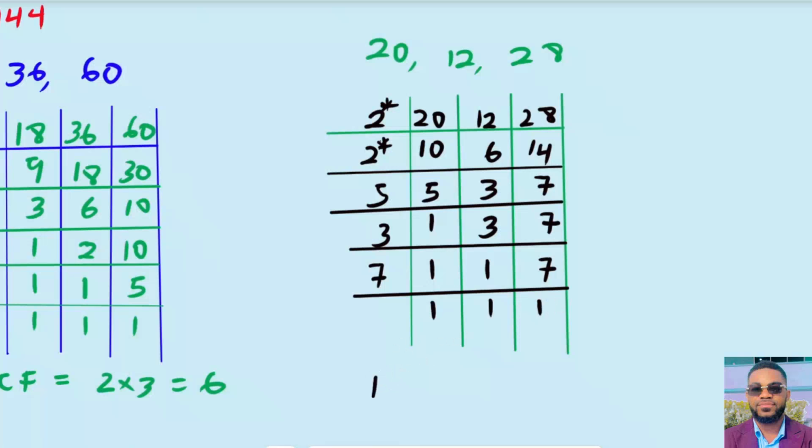So therefore the highest common factor is equal to the product of the number that we selected here. So that's going to be 2 times 2. That is going to be 4 or 2 squared. So that is the highest common factor of 20, 12 and 28. Let's take the last one.